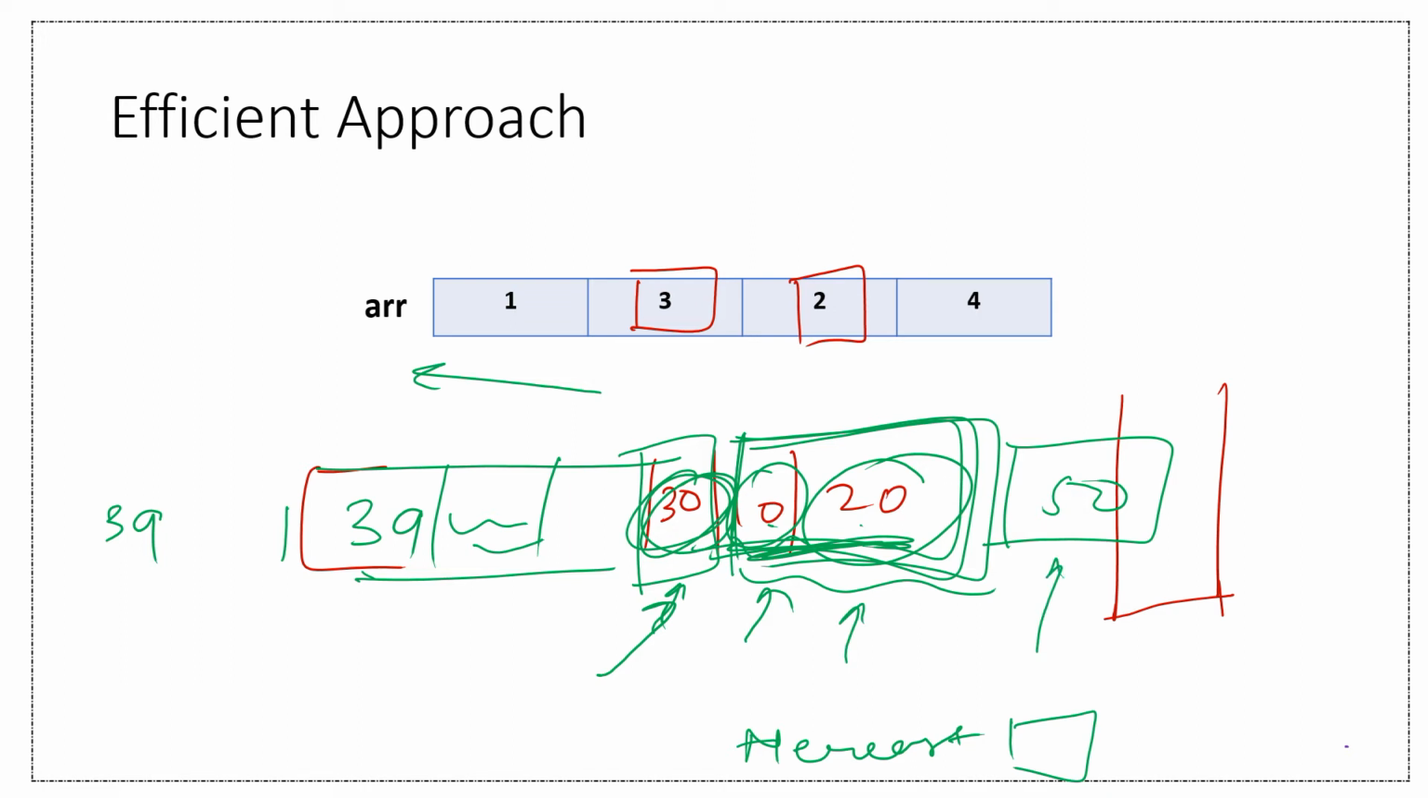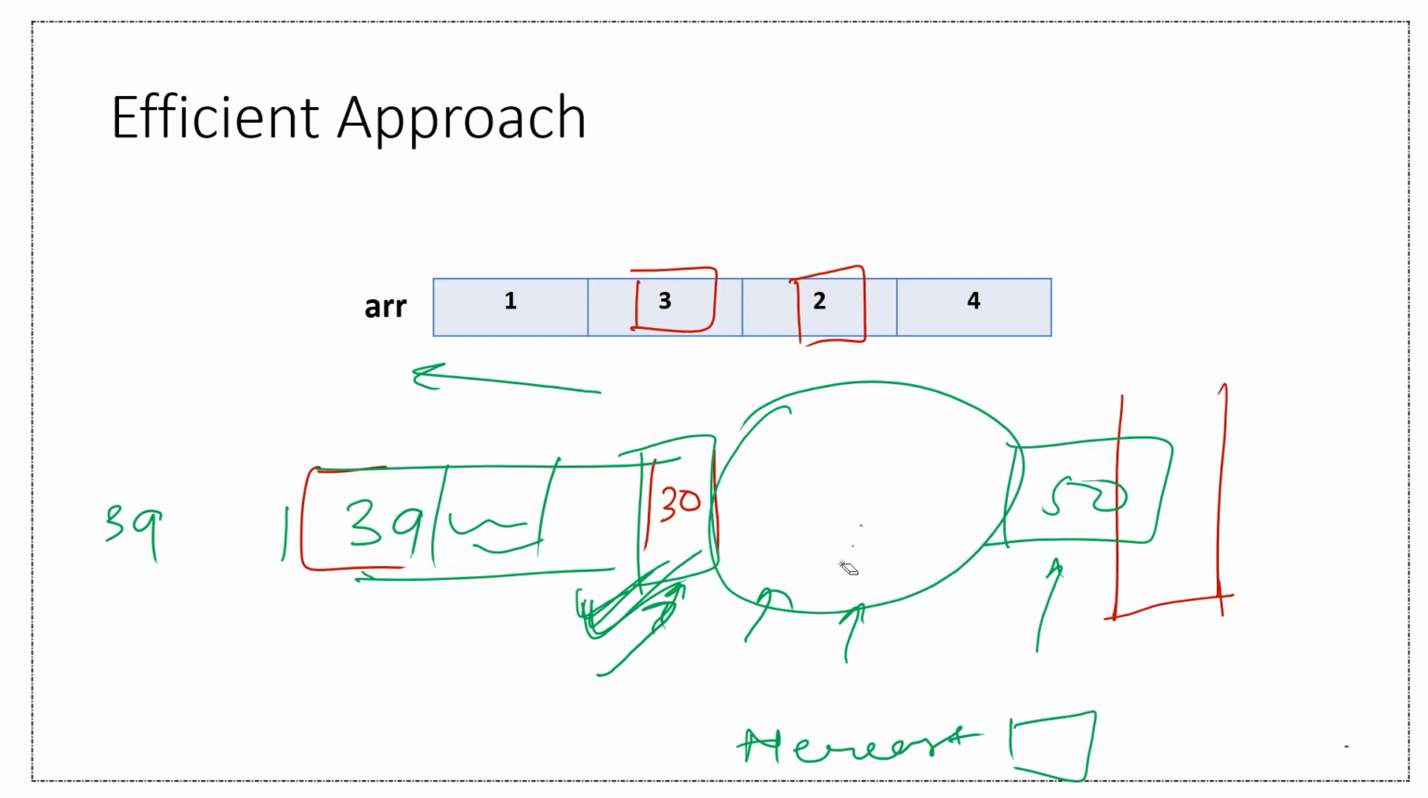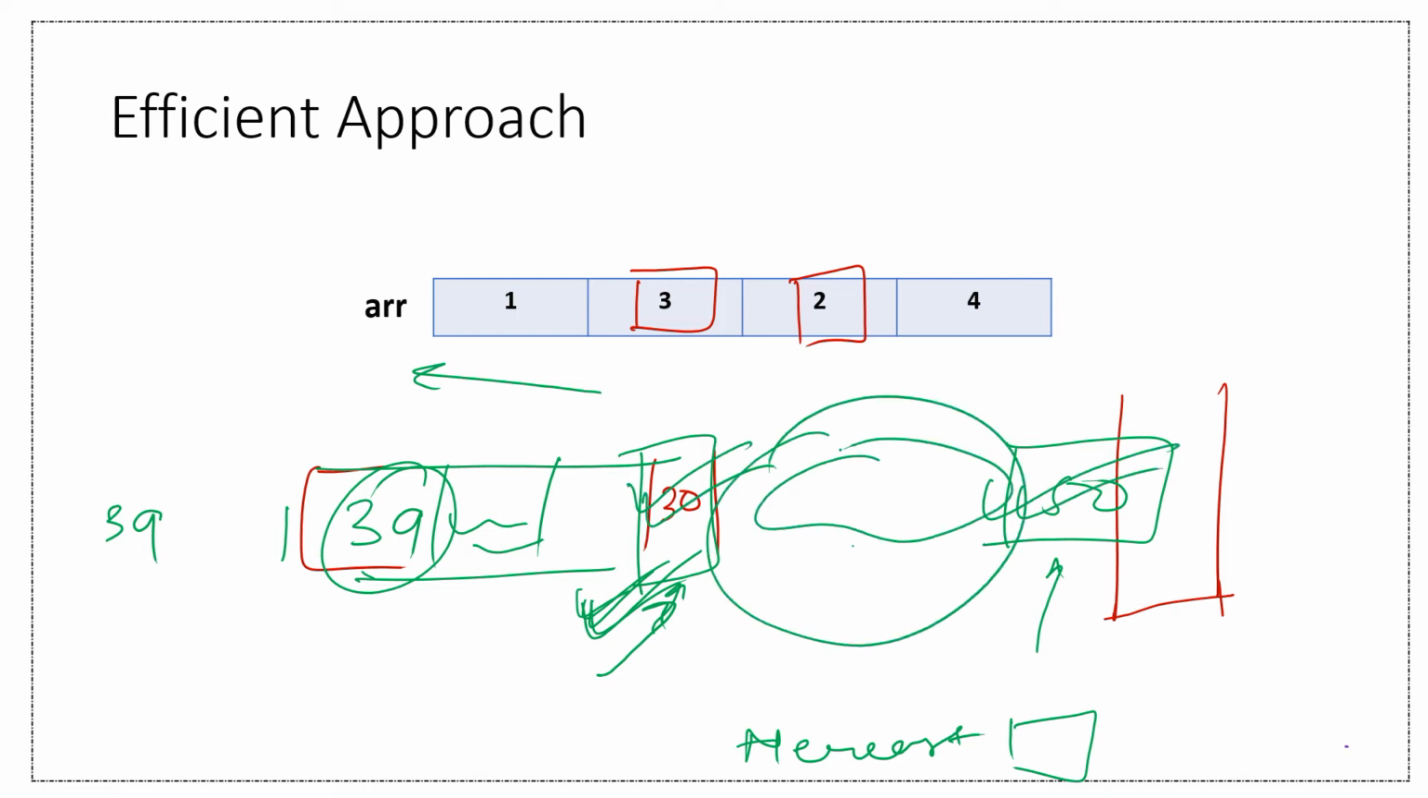But if an element were present between 10 and 20, we would have got 30 as our answer, because it's already greater than these two. So what we will do in the stack, we will pop these two elements, and now for 39 we will search only two elements, 30 and 50. We will not search the elements in between which are less than this particular element. So it will be efficient. Now let's see how.